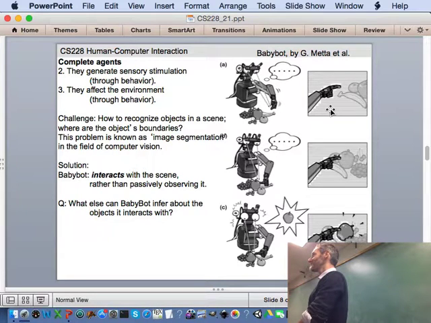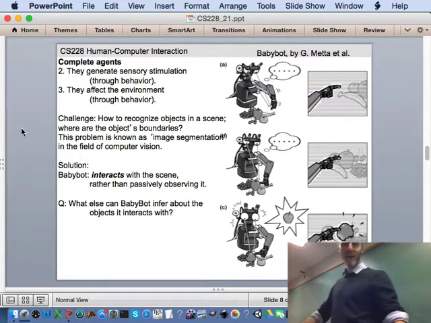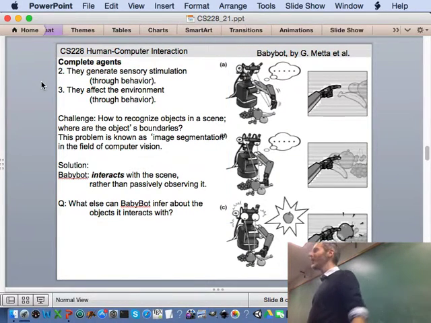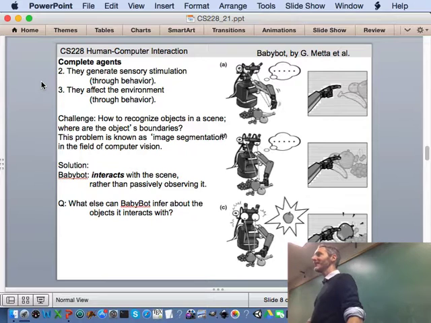Well, it knows that it controls that blob, right? So contingency, meaning if I do this, this happens, right? If I move, I generate sensory stimulation. So whatever this blob is, it's me. For the moment, that's all I know. There is me and a field of infinite white out there, right? So at this point, BabyBot is a solipsist, right? I exist, nothing else in the universe exists except me.